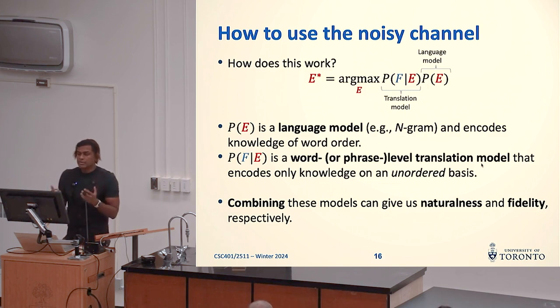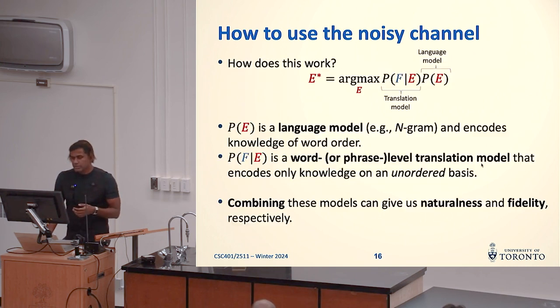So in this formulation, now that we've formulated it from the noisy channel perspective, our P(E) is the language model, which basically encodes the knowledge of English word order. We'll see why that is important. And P(F given E) is a word or phrase level translation model that encodes knowledge only on an unordered basis. So essentially it gives us the French generation given some English words or sentences. Combining these two models, we can have naturalness and fidelity.